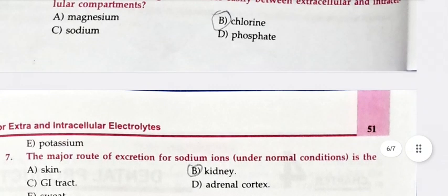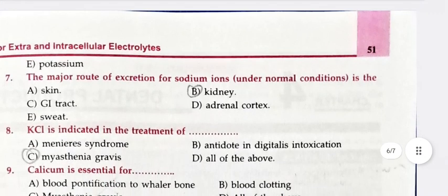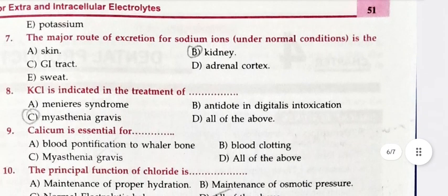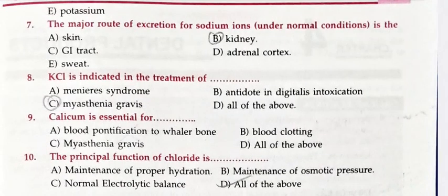So chloride will diffuse intra and extra. Sodium, the major route of excretion of sodium, is the kidney. Salt is nothing but sodium chloride, so it is mainly through the kidney. Skin also, but when they ask for the major route of excretion for sodium, the prime answer is kidney. Then KCl, which is nothing but potassium chloride, is indicated in the treatment of myasthenia gravis.